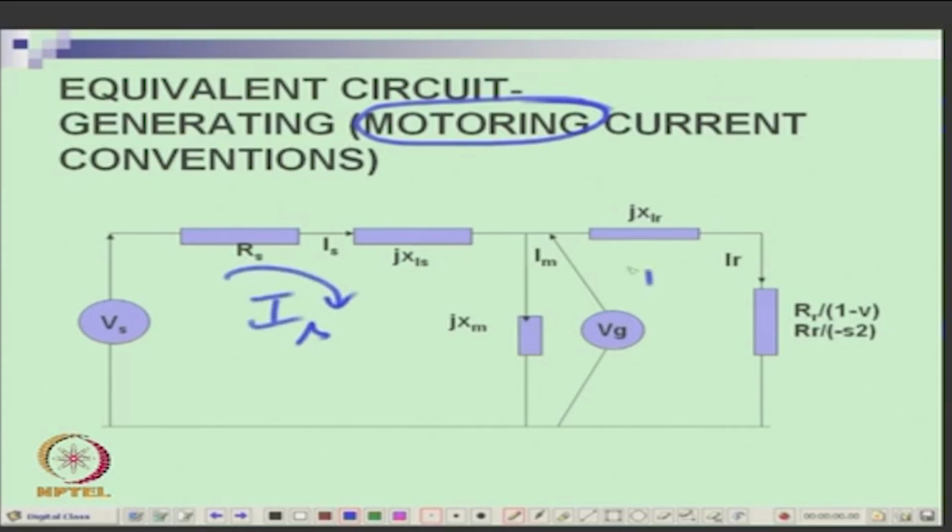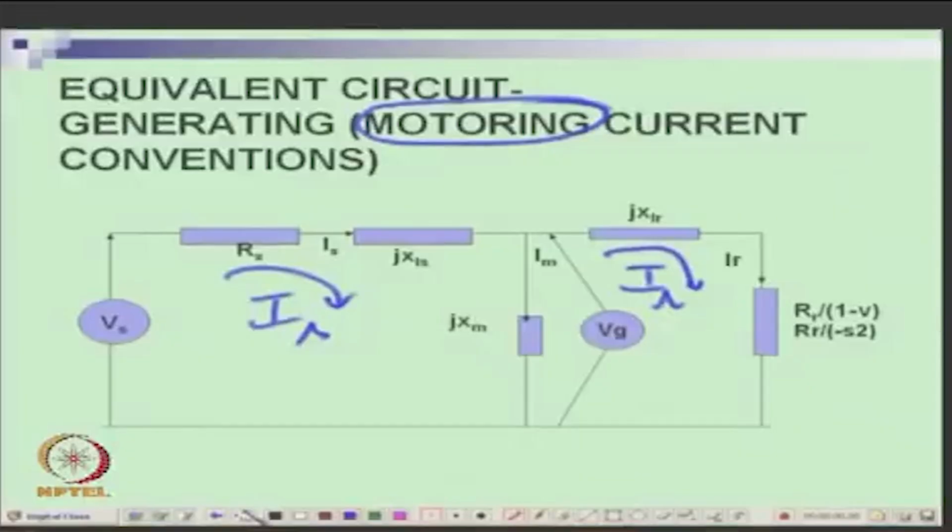IS and IR. So, I am somehow deliberating on this because this is the very crux and central to the understanding of the induction generator. Since you are fairly familiar with the motoring, let that be the base for understanding and then build upon that. So, this is what we have done.